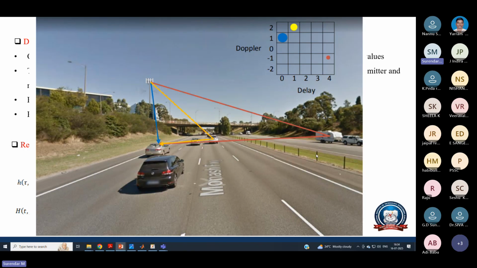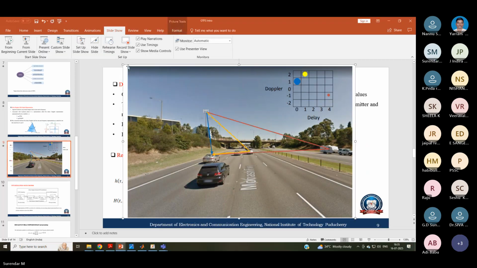Similarly, you can see the red line is traveling a larger distance, and it is reaching here, and the Doppler is negative here. Remember, the Doppler is negative because the reflecting object is traveling away from the base station, so the frequency will actually be subtracted. The delay is also so high because it has to travel a long distance. Let's say if this truck is very nearby and traveling in the opposite direction, the delay will be much lesser. This is how Doppler and delay is represented.